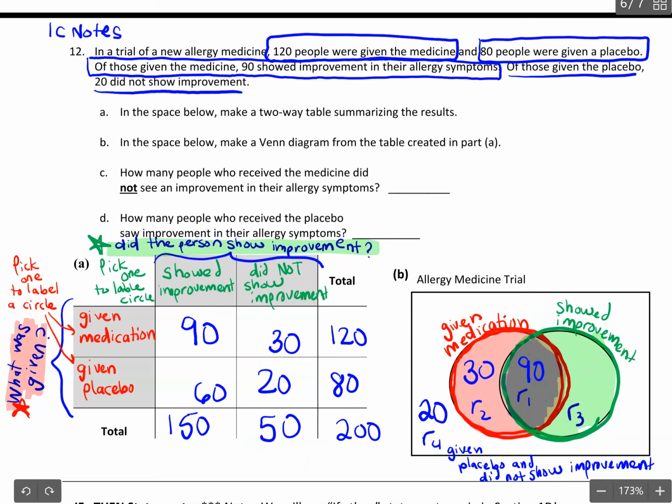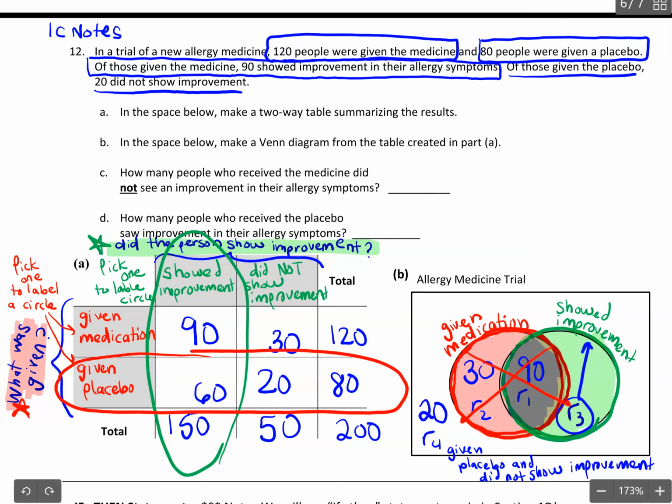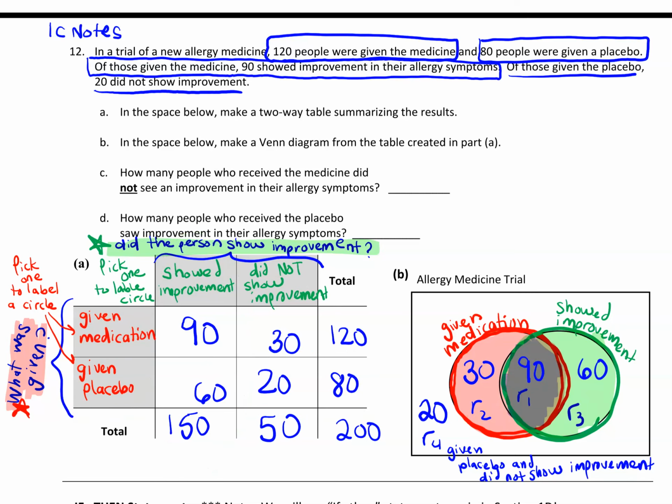And then for R3, R3 showed improvement. So they're in my showed improvement column, but they are not in the given medication circle. So what do I know about R3? They got the placebo. So I'm going to go to the placebo row, and I can see that the number 60 is in that intersection.